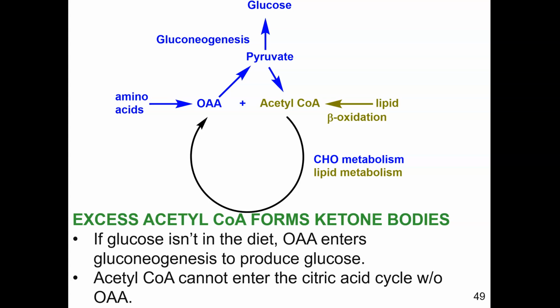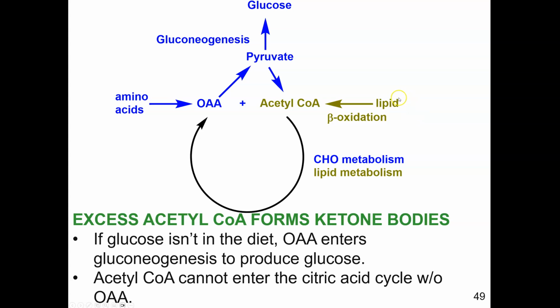So what happens then? If you don't have any glucose, amino acids will be converted to OAA, and then OAA forms pyruvate, and this is gluconeogenesis, and that forms glucose. So this is the source. If you're starving, these amino acids come from your muscle protein. But if you're on a high protein diet, this comes from the amino acids and the protein in your diet. And then all of this is being used to make glucose. So what that means is that you don't have any OAA.